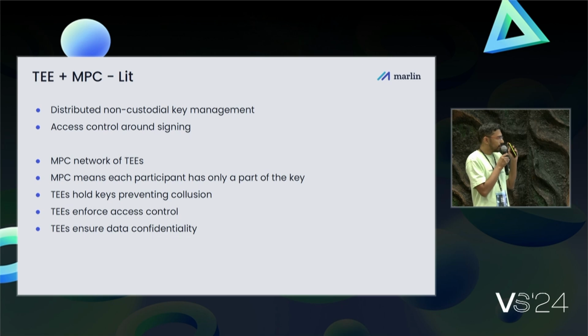The main advantage that you get here is that, for one, the MPC network means that your key is distributed, which means you protect against any single party getting hacked and your key getting leaked, right? And what TEs also give you is mitigation around collusion of your MPC parties, right? Because let's say your MPC parties do want to collude, now they also need to compromise, let's say, n different TEs and actually then do the collusion, right?